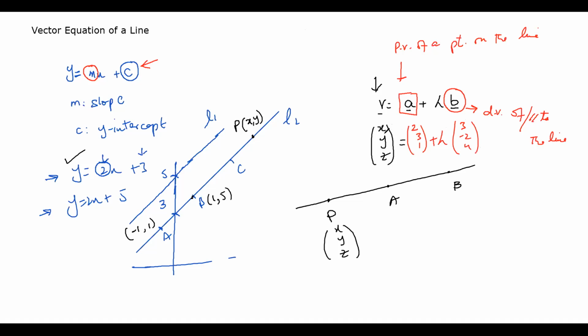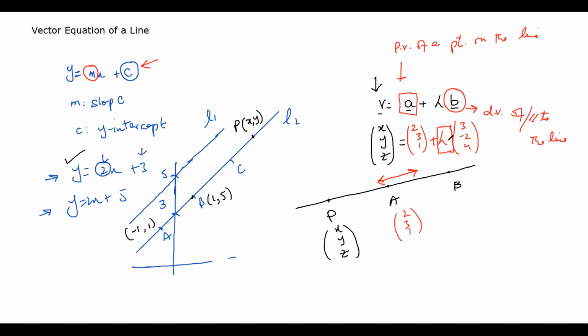So R is in general a point on our line. This A is, for example, 2, 3, 1. And this D is the direction in which the line is going, okay? This can be a direction both ways, okay? So the direction vector of the line. And this lambda is used to determine the coordinates of different points on this line.